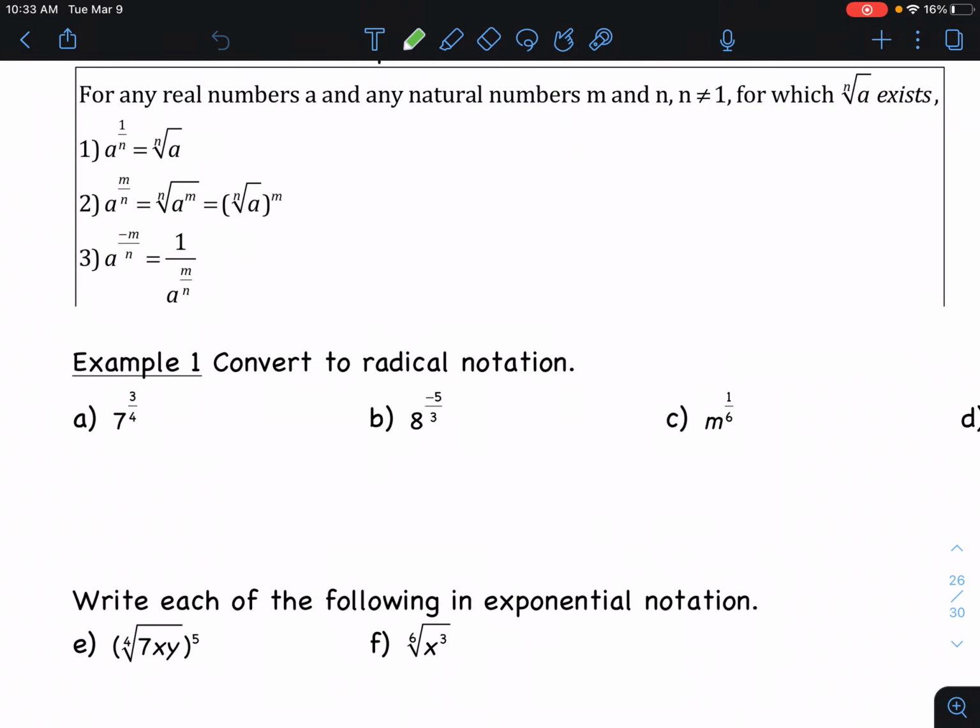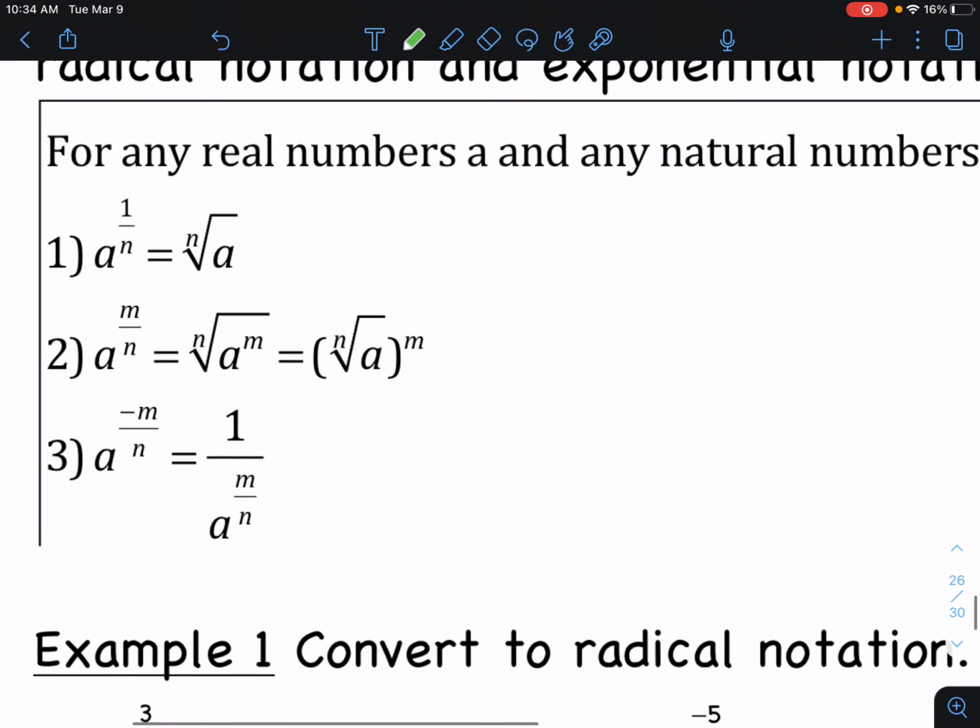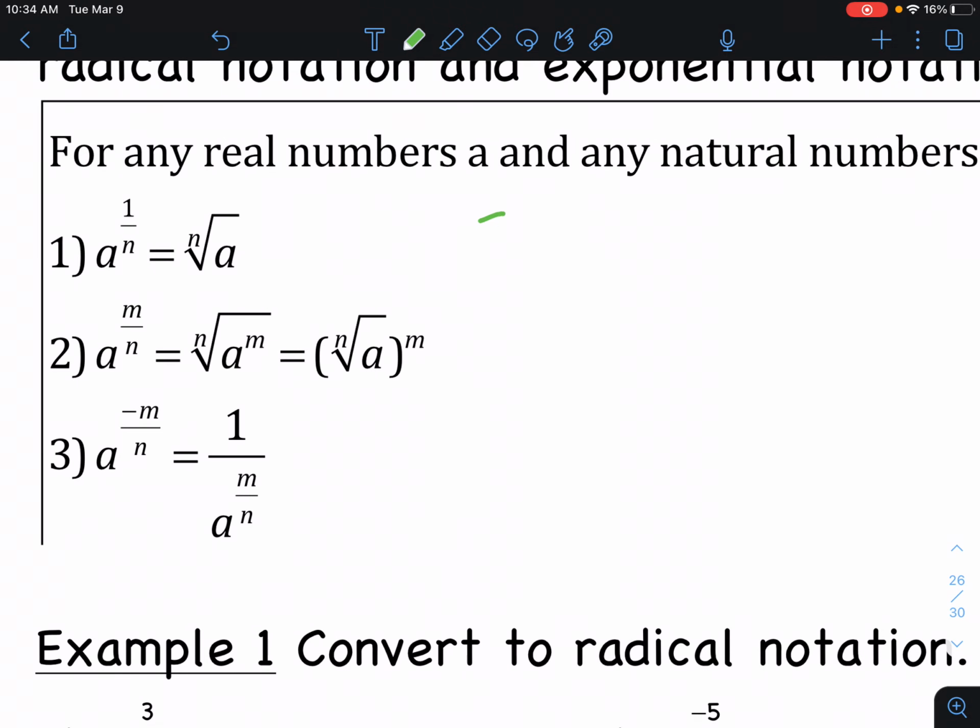In number one, if you have a to the power of 1 over n, that can be converted back and forth between the nth root of a. So let me show you what that means. Say if I had 25 to the power of 1/2.